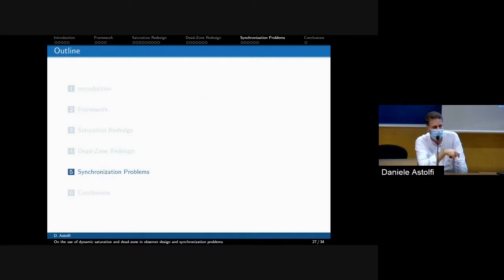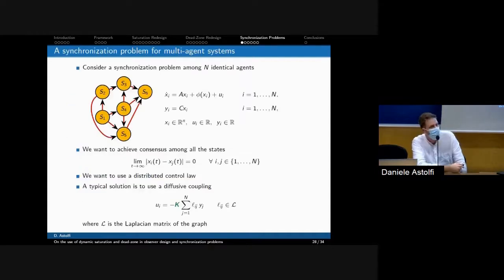So now what is nice is that actually it is known that observer design is also linked to the synchronization problem. The two theories are very similar in some contexts. So we apply the same ideas of using these saturation and dead zone techniques in a simple synchronization problem.